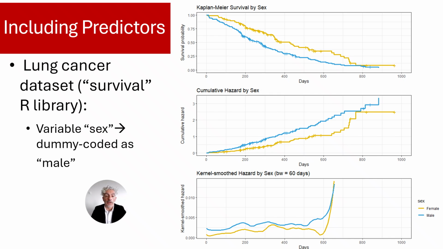Here I will consider first a categorical predictor, sex, which I dummy coded as male. So male equal 1 represents males, male equal 0 represents females. And as usual with these resources I have prepared, you will also find the scripts I have used to create these graphs and calculate the statistics, and you can run them on the examples to replicate what I have done.